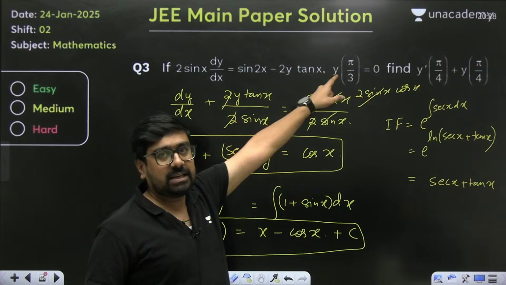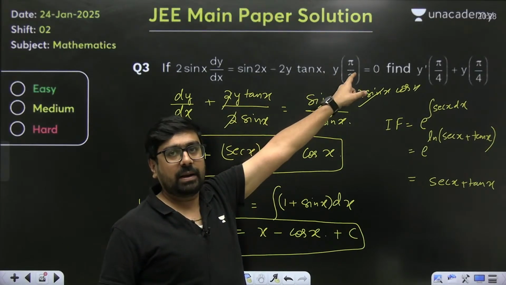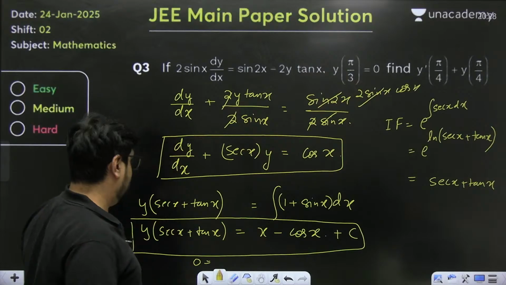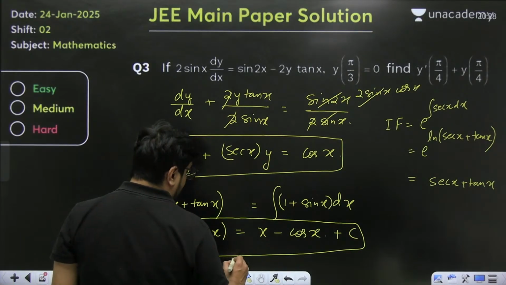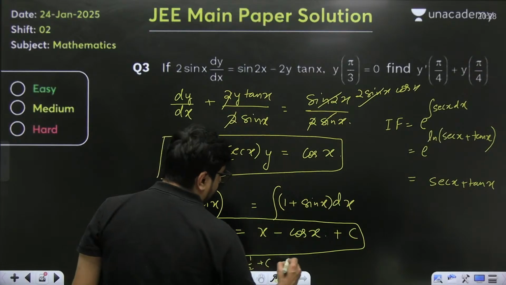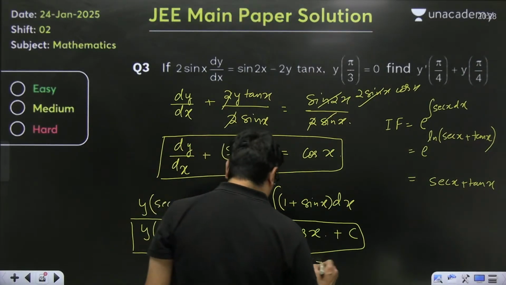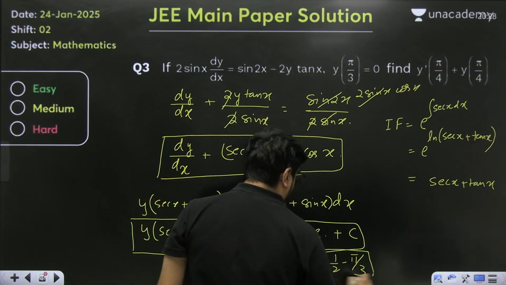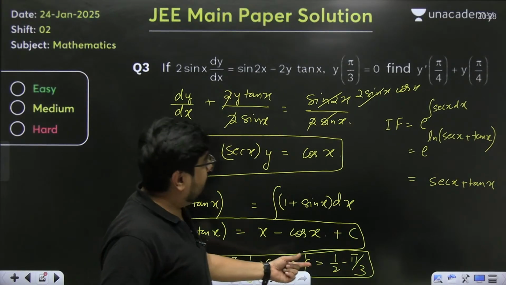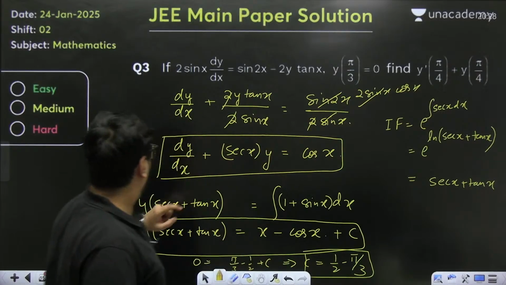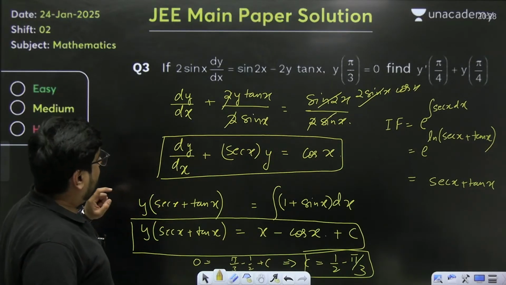Right? On putting x equal to pi by 3, y of pi by 3 is coming equal to 0. That means y will be 0 if you put x equal to pi by 3. What will this become? Pi by 3 minus 1 by 2 plus c. So from here you will get c. C will come out to be 1 by 2 minus pi by 3. Okay, c will come out to be this. Then this c you will use to find y of pi by 4, right?